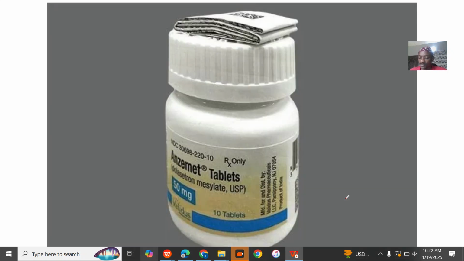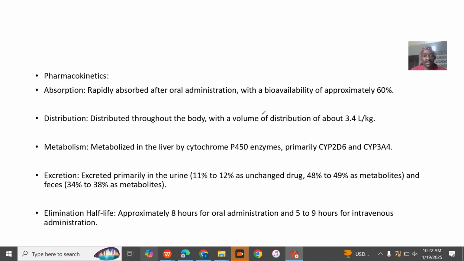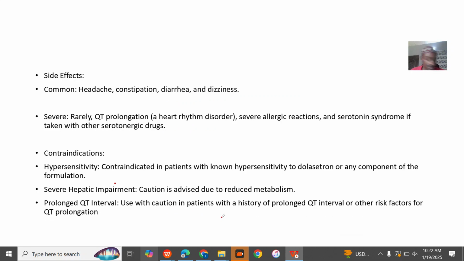Okay. So pharmacokinetics: it is rapidly absorbed after oral administration. Bioavailability is about 60%. Distribution is throughout the body, with a volume of distribution reaching 3.4 liters per kilogram. Metabolism is in the liver by the cytochrome P450 enzymes, mainly 2D6 and 3A4. Excretion is in urine and feces. Half-life is 8 hours for oral administration, 5 to 9 hours for intravenous.